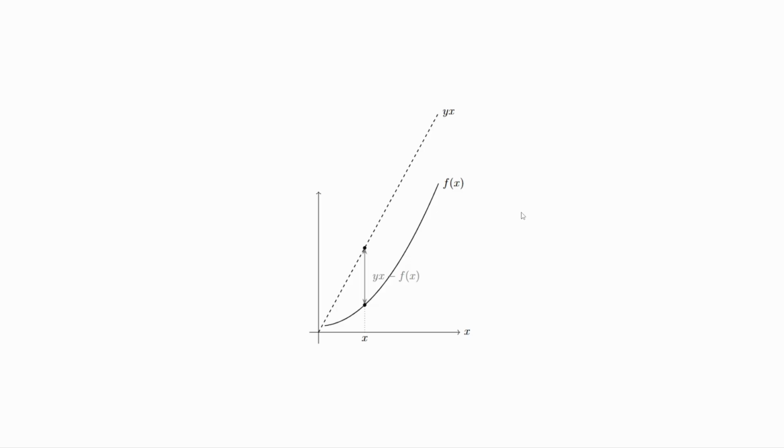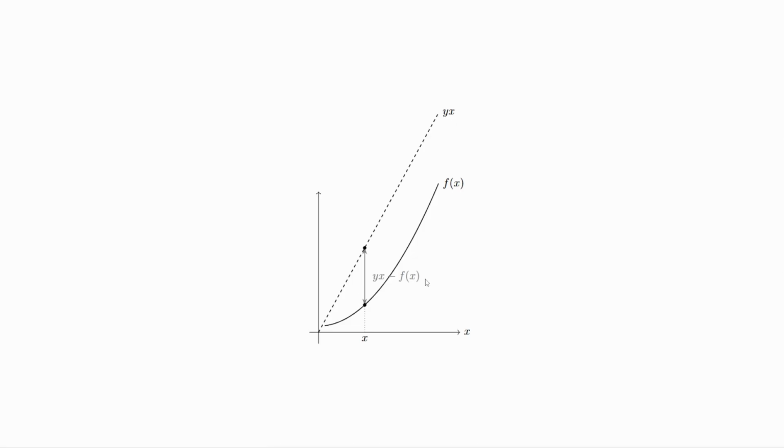Alright, so let's start with the picture. Imagine you have some function f of x. It could be any shape, but let's say in our example it looks like this. Now what we do is pick some slope y. For example, if y was 5, then the function 5x would look something like this. But we just pick some arbitrary slope y, so yx is a line like this. Now at every point x, there's a vertical gap between the line and the function.